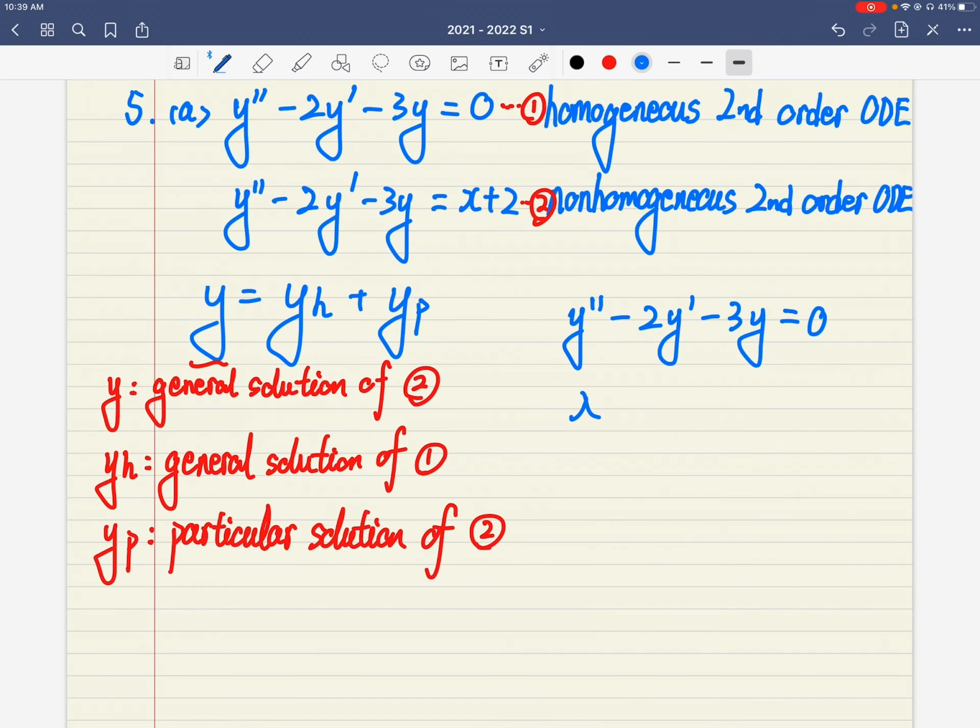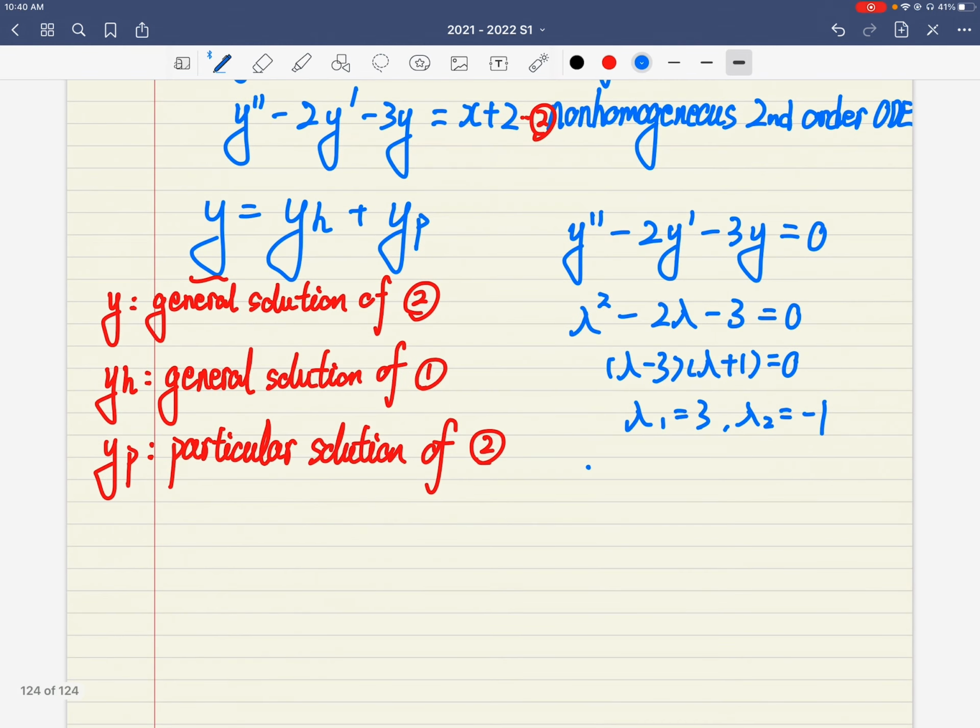You can get its characteristic equation first. The second order derivative is lambda square, and first order derivative is just lambda, and y itself is just a constant. So it's lambda square minus 2 lambda minus 3 is 0. So lambda minus 3, lambda plus 1 is 0. So lambda is 3 or negative 1.